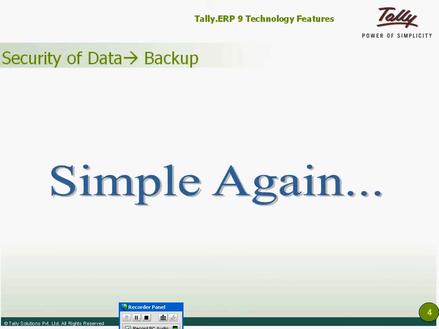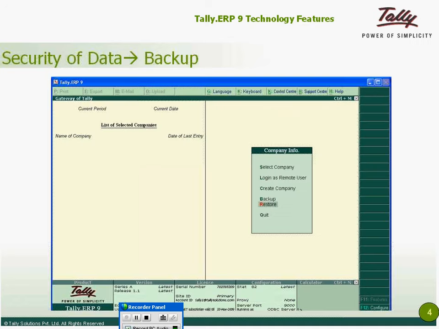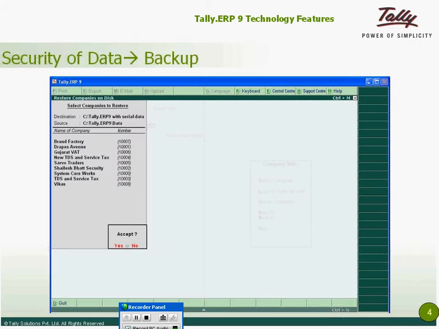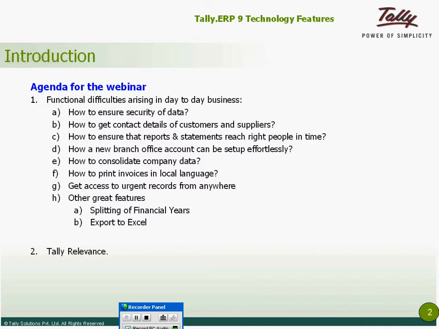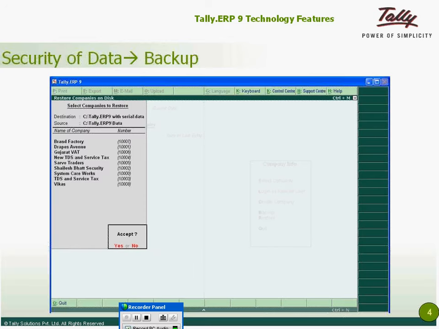Again, it is very simple to restore your backup. From the gateway of Tally, select Restore and hit Enter. The screen, which is similar to Backup, will appear in front of you. This is the Company Restore screen. Here again, you will have to specify the destination where you wish to restore the backup and the source from where the backup has to be restored. Once the source and destinations have been specified, you need to select the companies from the list which is provided. These companies will be taken from the backup file which is available in the source of the backup.